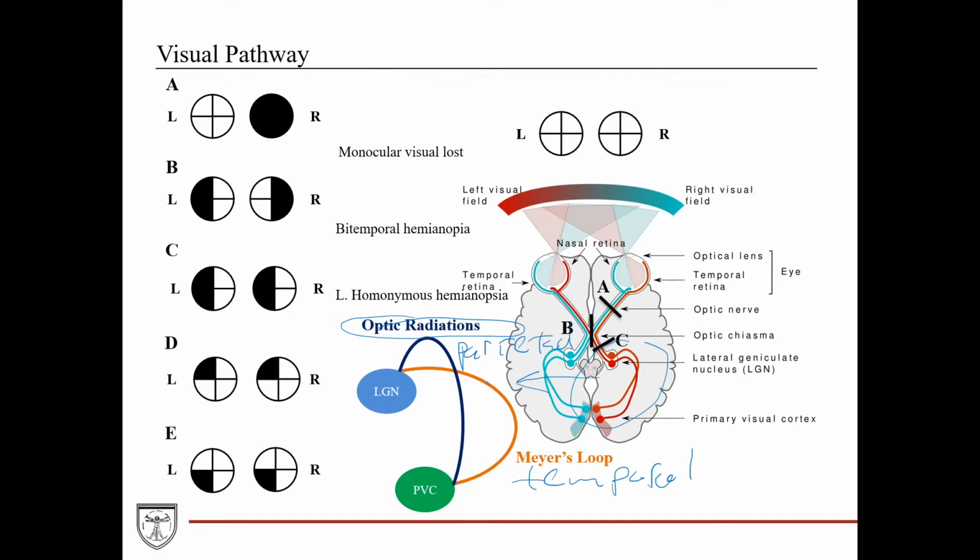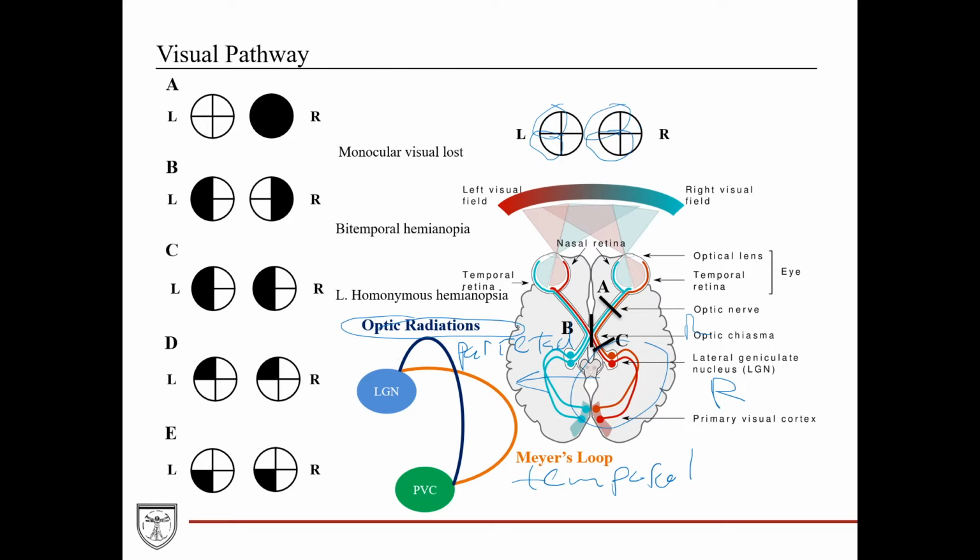The optic radiations in the parietal lobe carry inputs from the inferior quadrants. If you're on the right side here, it's going to be the contralateral side. So the right optic radiations are carrying inputs from the left inferior quadrant. This is the left inferior quadrant of the left eye, and this is the left inferior quadrant of the right eye. Meyer's loop carries inputs from the contralateral superior quadrants. So Meyer's loop of the right temporal lobe is going to carry inputs from the left superior quadrant of the left eye and the left superior quadrant of the right eye.